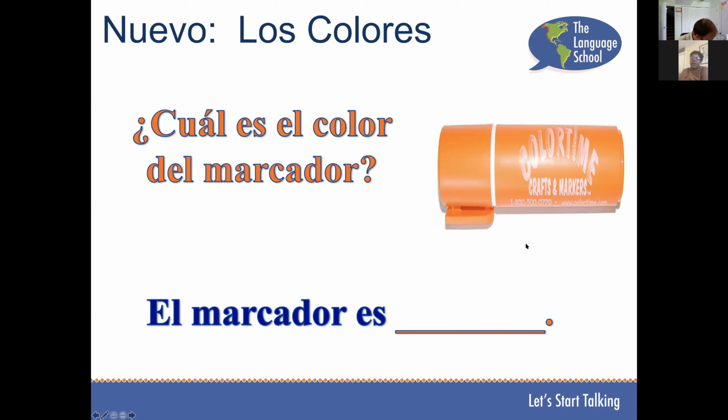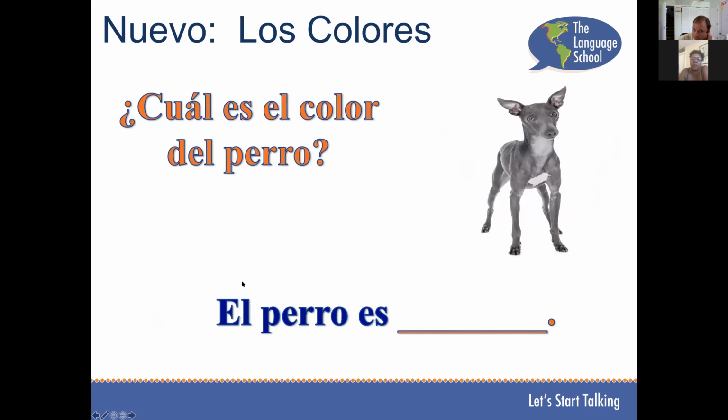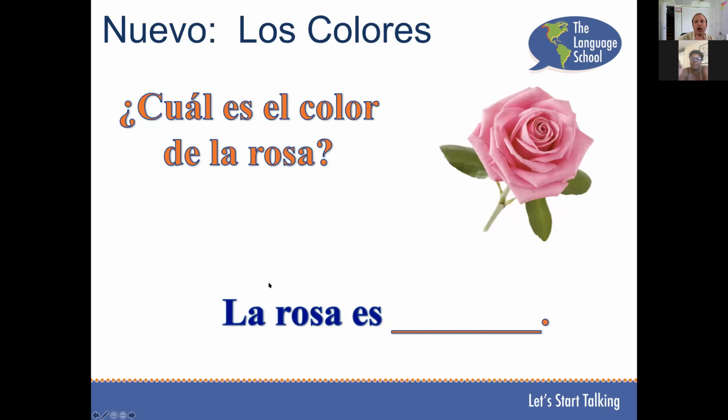El marcador es anaranjado. ¿Cuál es el color del teléfono? El teléfono es azul. ¿Cuál es el color del perro? El perro es gris. ¿Cuál es el color de la rosa? La rosa es rosada.